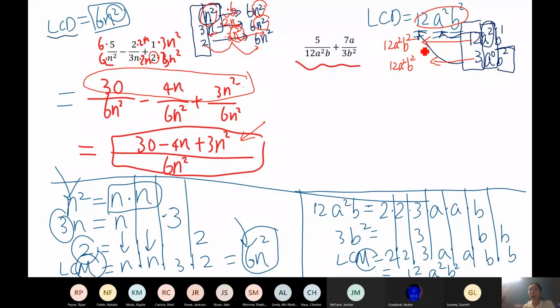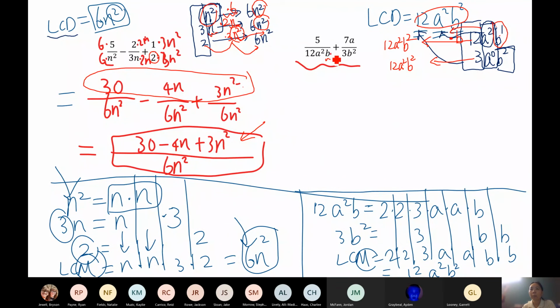compare then. So we have 12, 12. We don't need to multiply any number. A squared, we already got a squared. We don't need to multiply by any number. We need a b squared, but we only have a b. So that means we should multiply by b, because this b we have in the denominator, times another b will give us b squared.